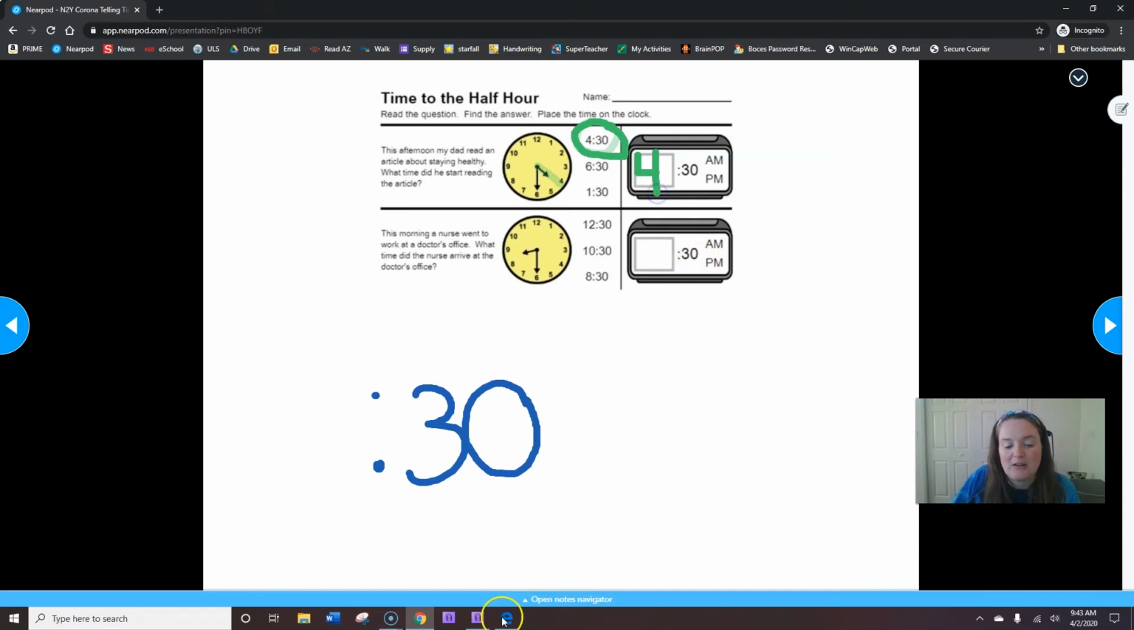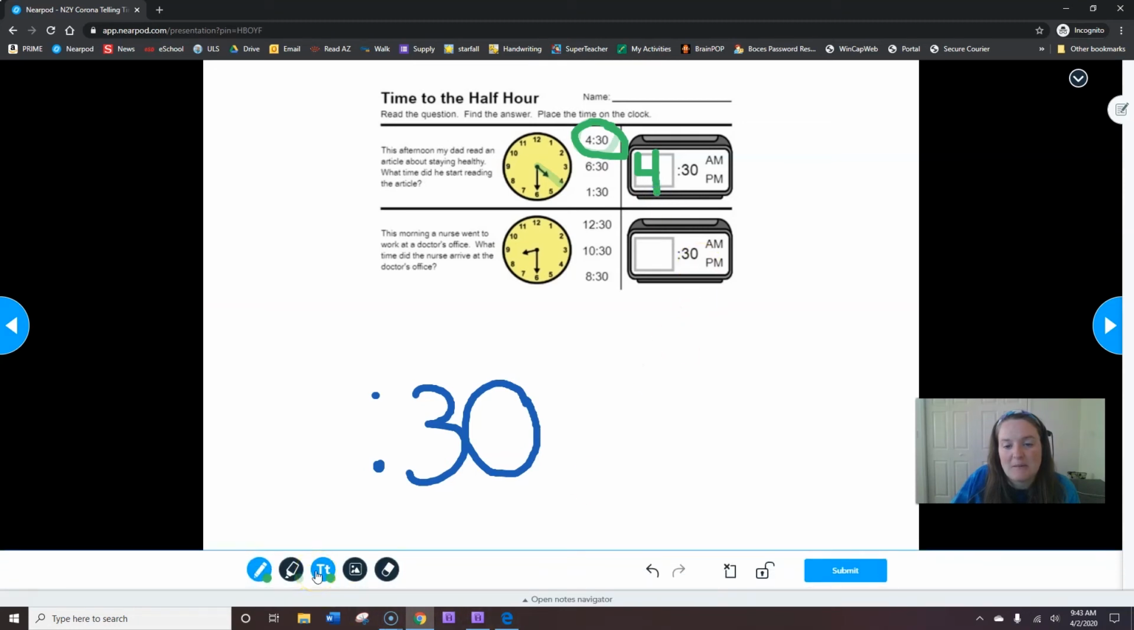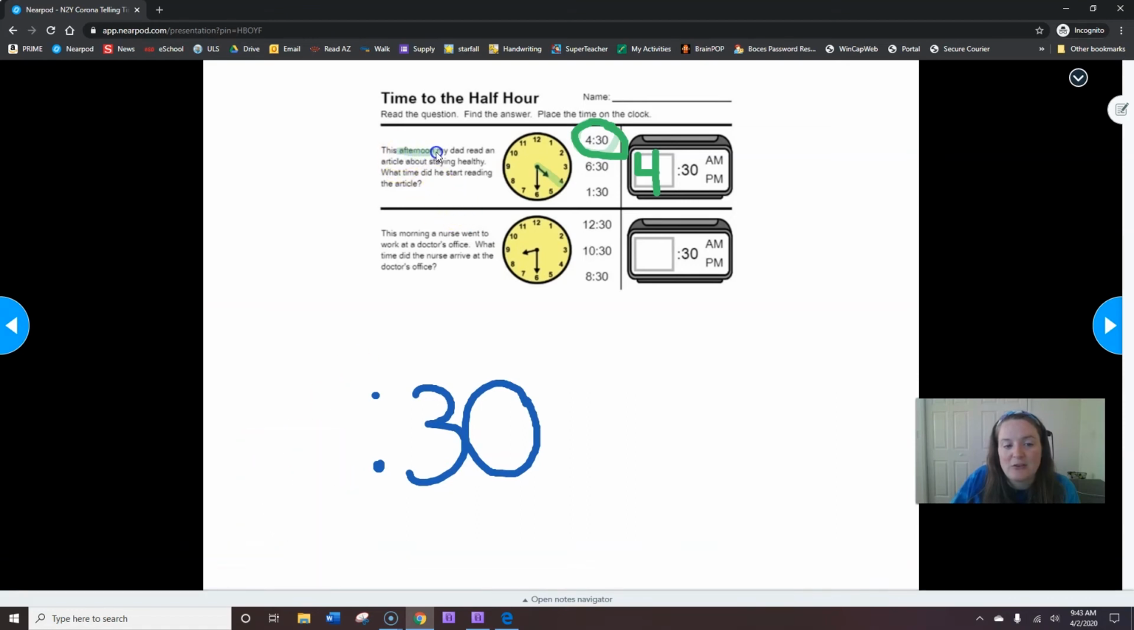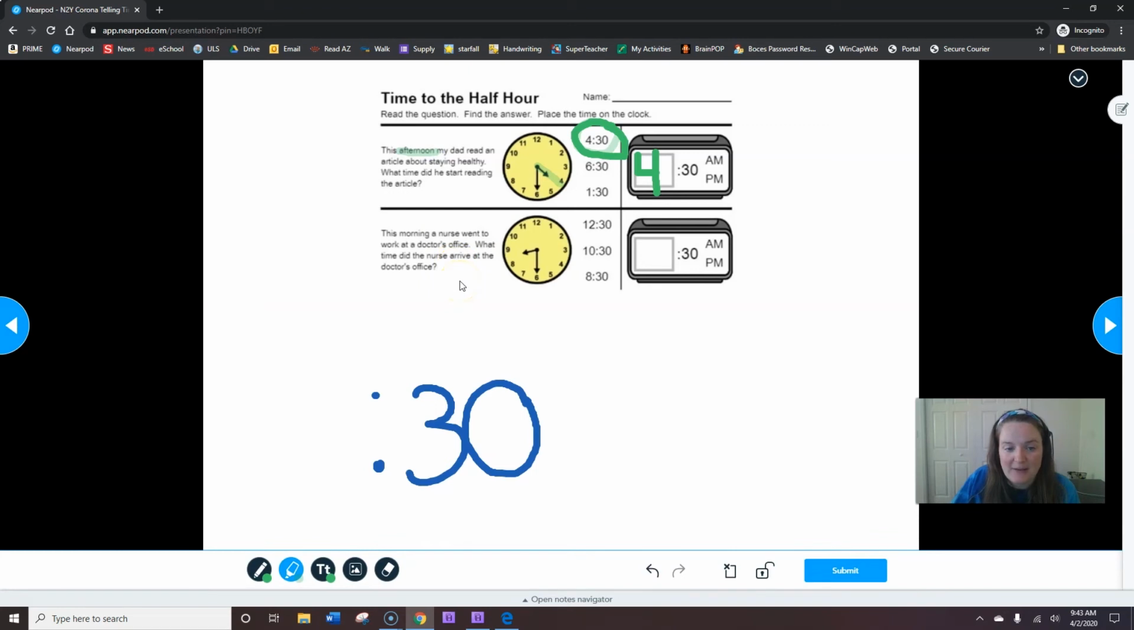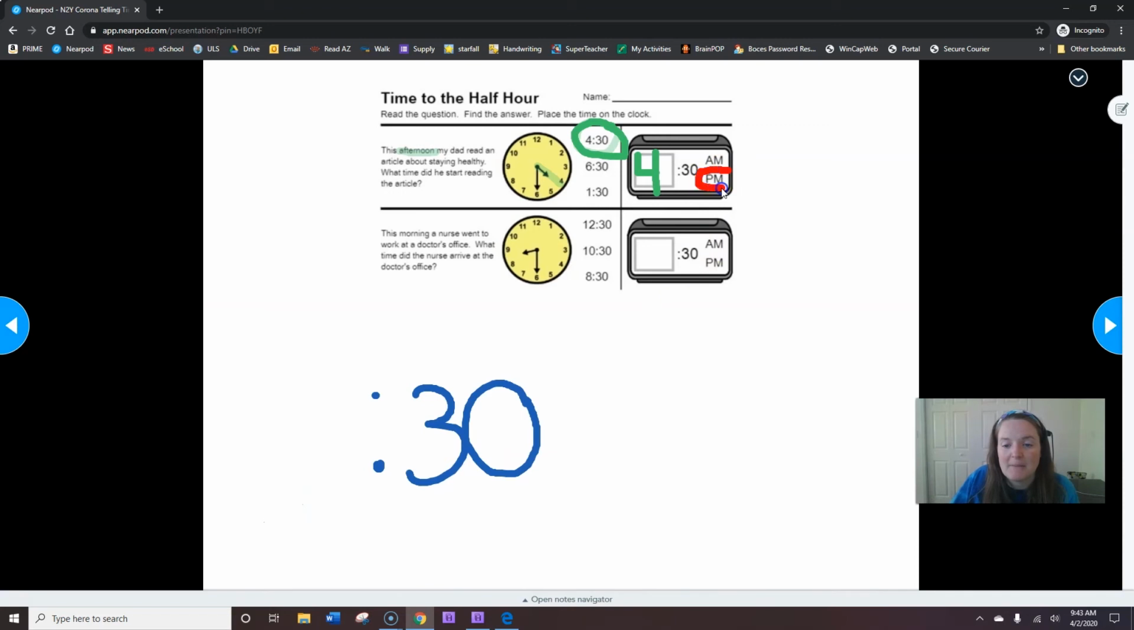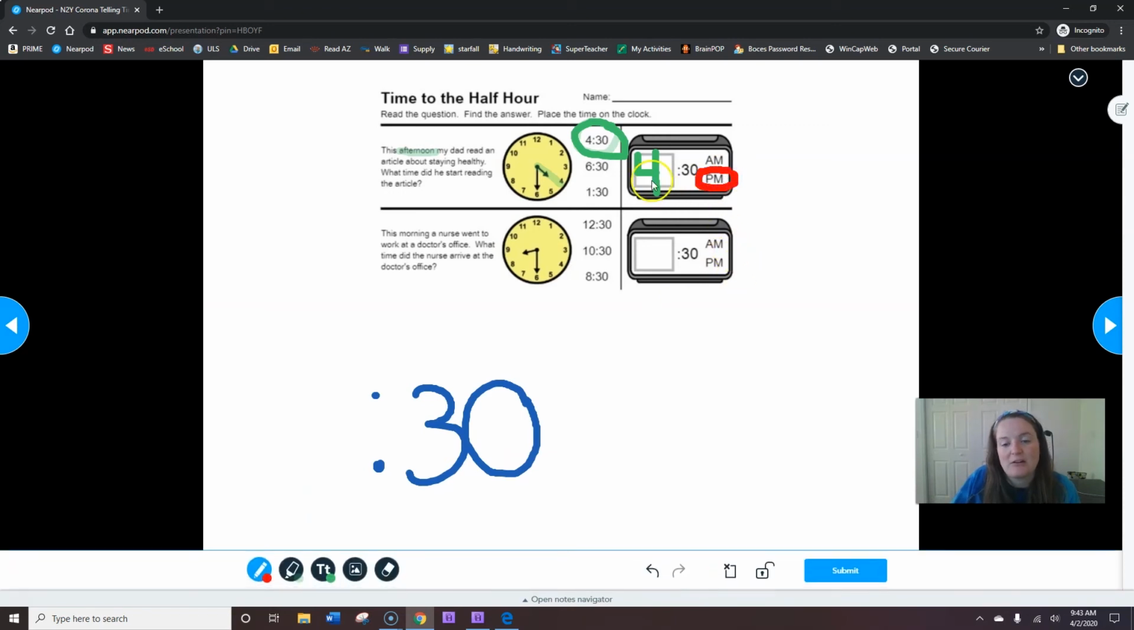You can write it, or you can type it with the T. And the last part that we have to do is it says this afternoon. Morning is AM time. Afternoon is PM. So we have to actually circle PM. So your dad started reading the article at 4:30 PM.